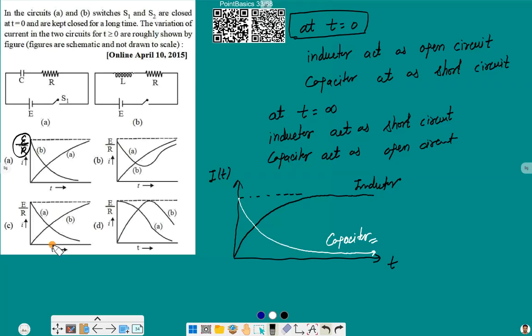So first we have A. In A we have a capacitor, so the capacitor's current should decrease. Here in option C, the capacitor current is decreasing. And for B we have an inductor, so its current should increase. In option B, the current is increasing at an exponential rate. So option C here is the right answer.